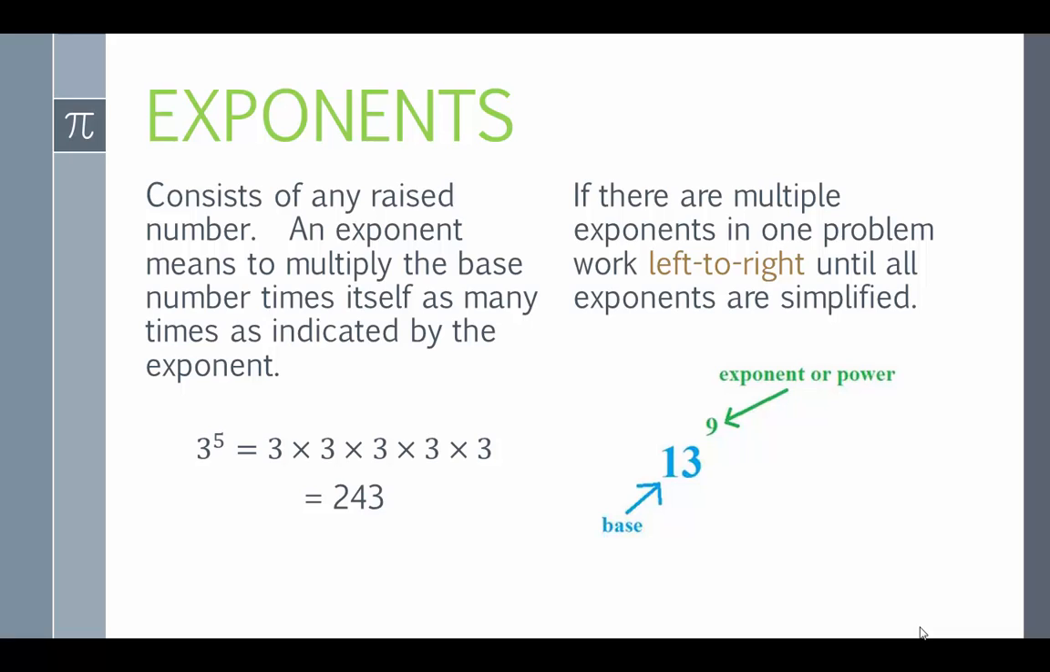The next piece for PEMDAS is exponents. Exponents consist of a number raised to a power. It's important to note that with exponents, it is the number multiplied by itself as many times as the exponent indicates. So for instance, 3 to the 5th power is 3 times itself 5 times. As is the case with most of these steps in the order of operations, if there are multiple exponents in the expression, you simply work from the left to the right.